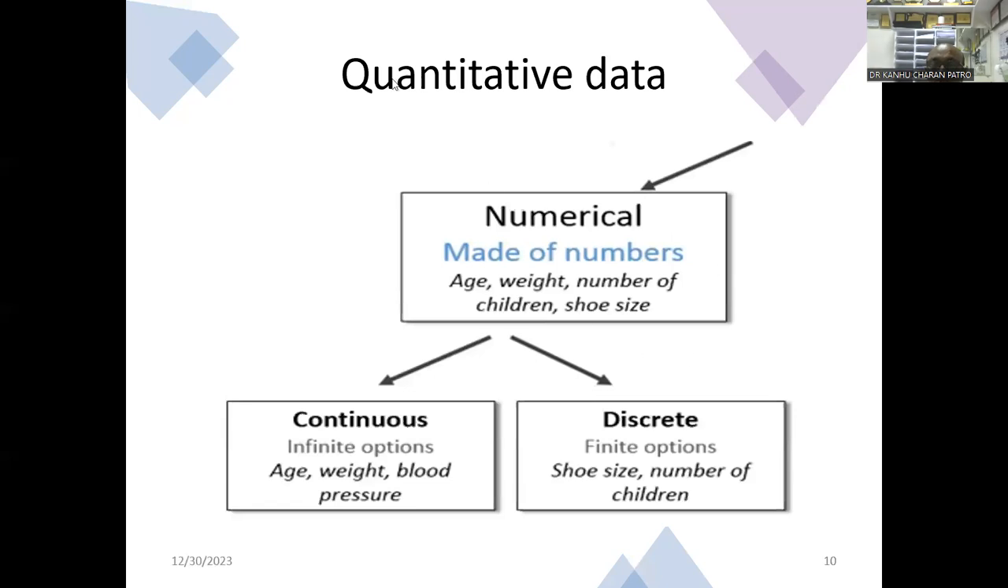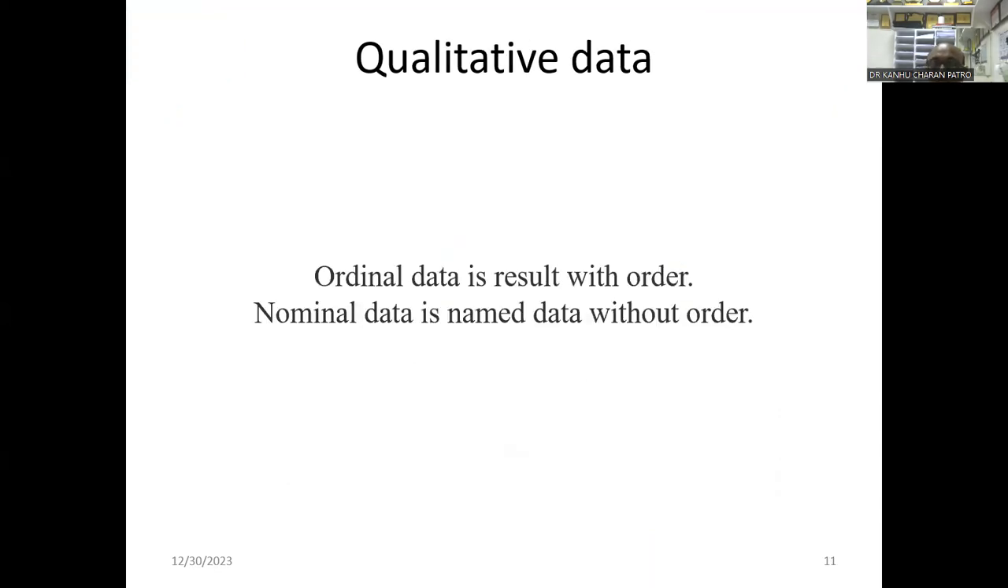So numerical data, as I told, is quantitative data. Like age, weight, it may be continuous. Like measurements, proportions, and percentages. Discrete is the number, maybe shoe size, number of children, only a single discrete number. Then qualitative data is known as categorical data. Categorical data is divided into ordinal data and nominal data. Ordinal data is a result of order. Nominal data is named data without any order.